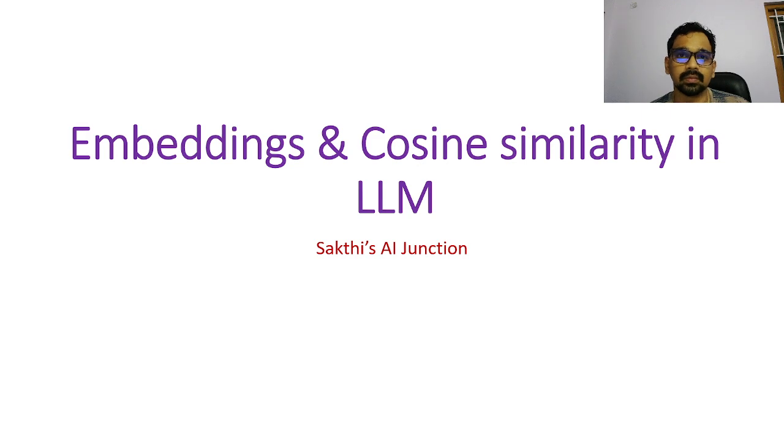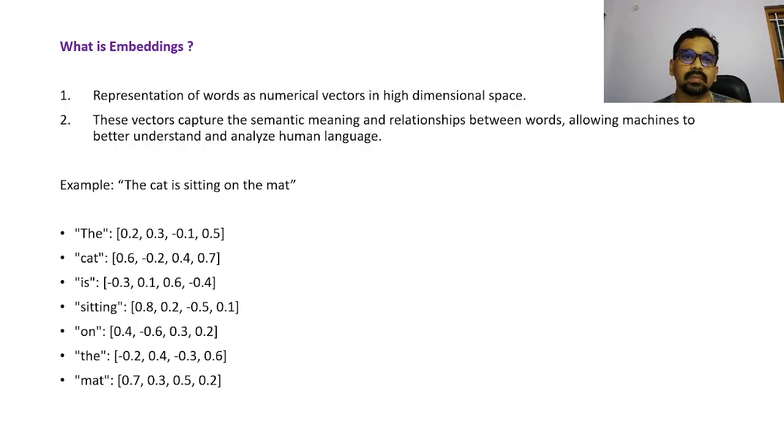In this video, I'm going to talk about two basic and most important topics in the NLP and LLM space, and those are embeddings and cosine similarity. I have already spoken about embeddings in my previous video, but in this video we will see how embeddings and cosine similarity are useful in getting the relevant text or document, or relevant text or word. Let's get started. So what is embeddings?